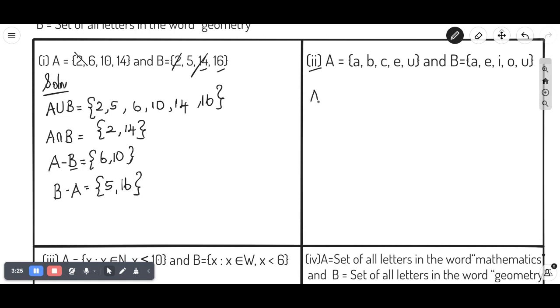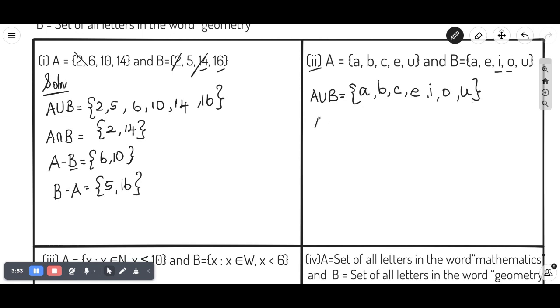A union B. In this set also you have got the elements. Directly write all the elements of A and B. A is repeated, but it's okay, write it only once. A, B, C, D is not there, E is in both, F is not there, and then I, O and U. So this is how we write our A union B.